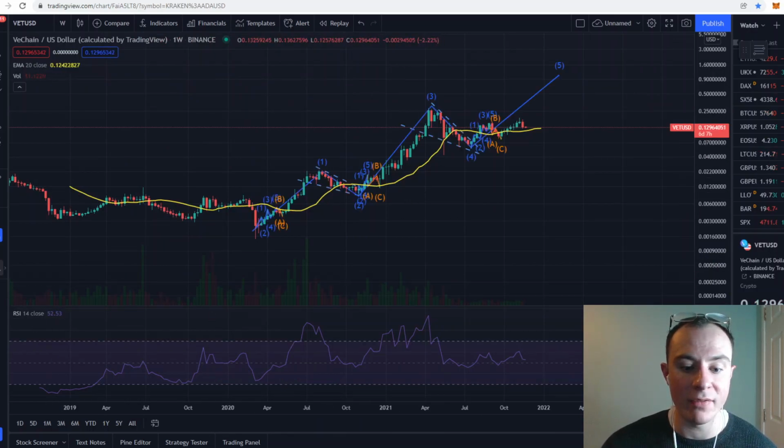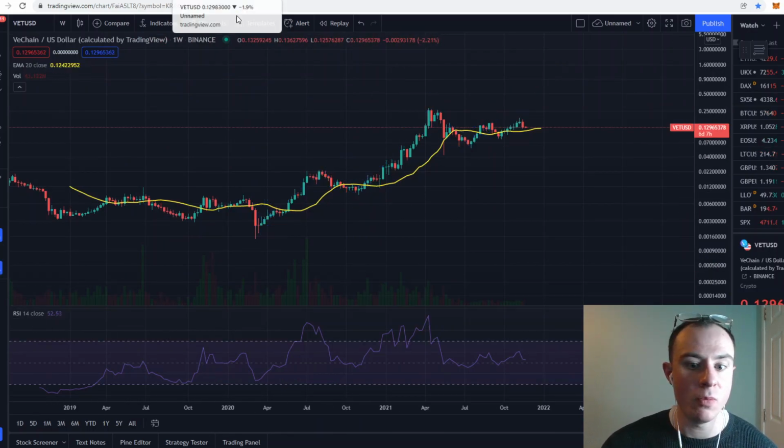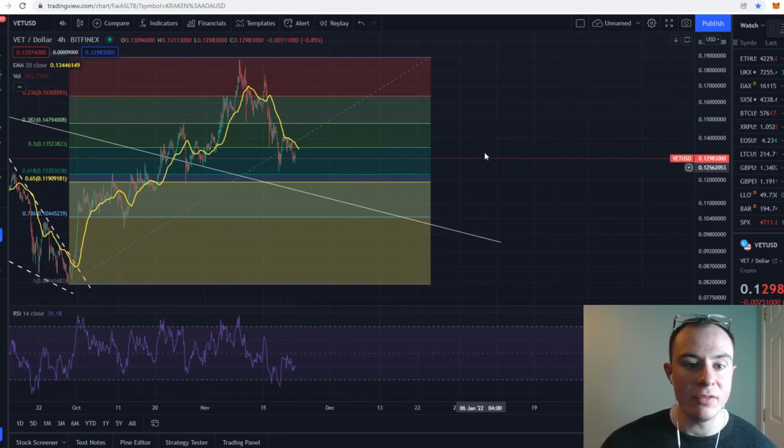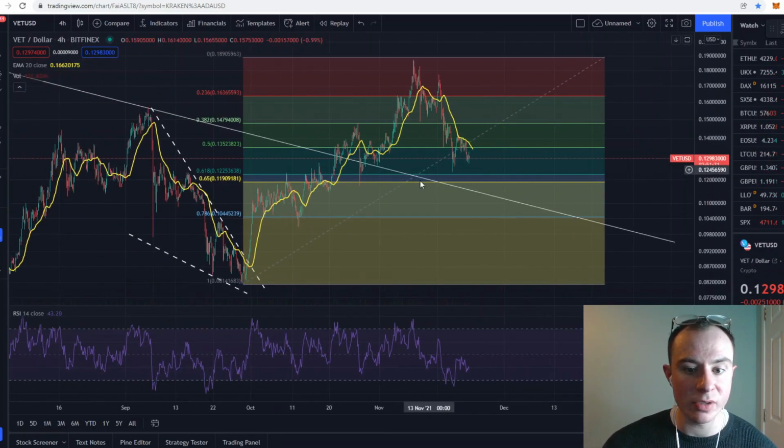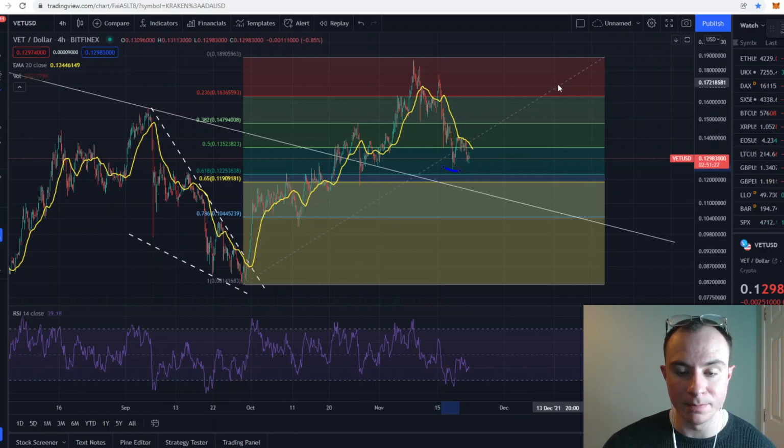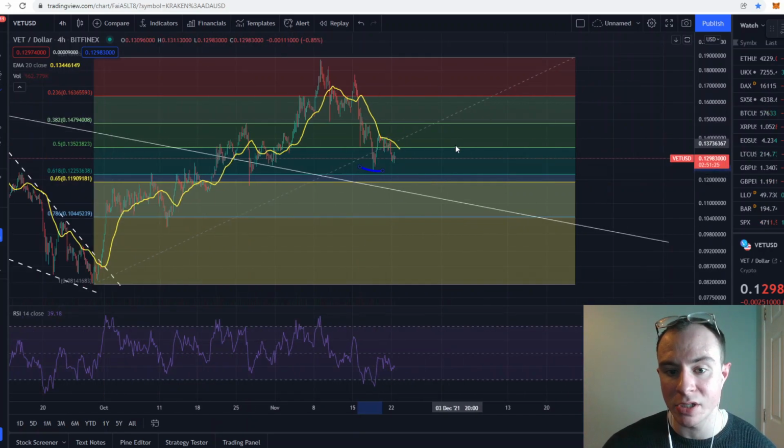We've still got our Elliott wave theory in play. We're going to get into a number of things. In relation to Vechain and where it is, you can see that we saw this beautiful bounce off the 0.5 from our Fibonacci retracement. Since then, we saw a continuation to the upside.